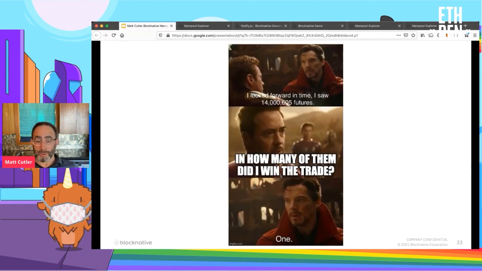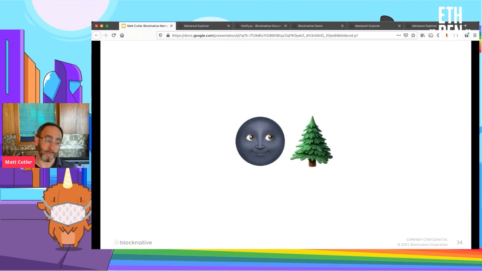So here's a quick meme we put together, obviously from Marvel, right? I looked forward in time and saw 14 million possible futures. And how many of them did I win the trade? 1, right? So knowing the conditions you need to win the trade or to avoid a hack or to secure your wallet or to protect your protocol, that's all data in the mempool. And we're trying to make this stuff as easy to use as possible.